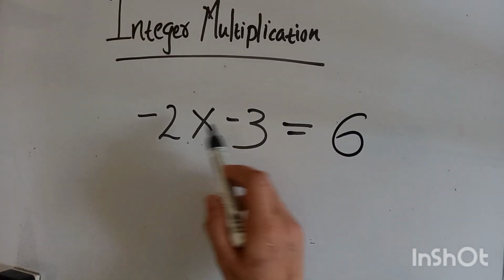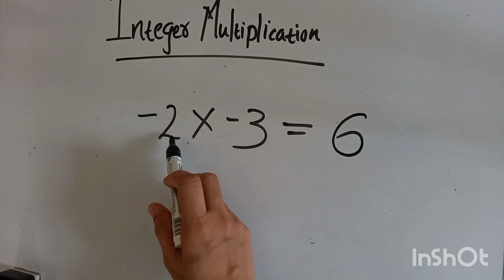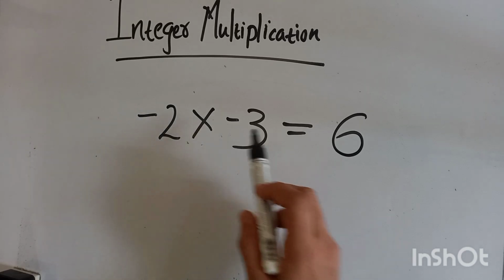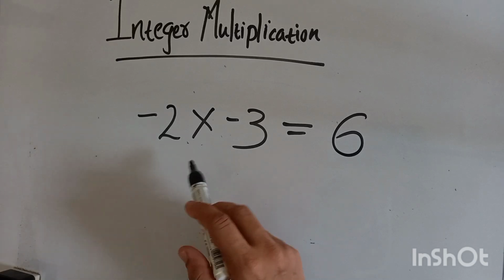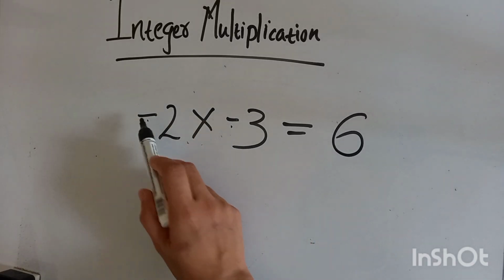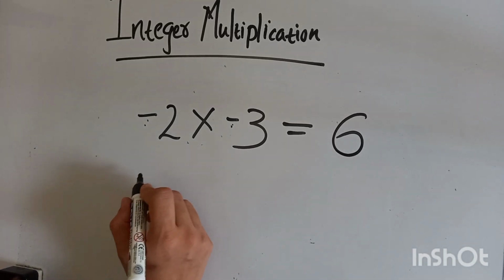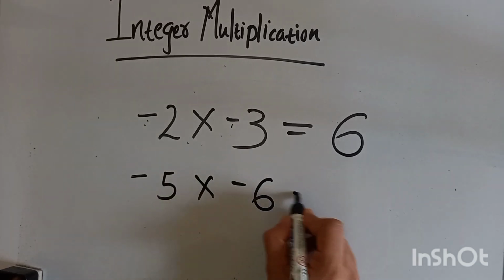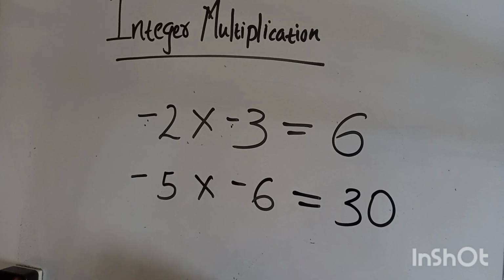You have to just multiply the integers without the sign. Two integers are of same sign, so just neglect the sign, then multiply the numbers 2 and 3, answer will be 6, and the answer will be positive because you are multiplying two negative integers. If you are multiplying two negative integers, answer will be positive. Similarly, if you are taking one more example, let negative 5 multiplied by negative 6. So 6 multiplied by 5 will be 30, the answer will be positive. So this is how you multiply two negative integers.